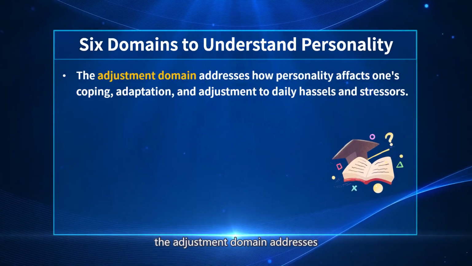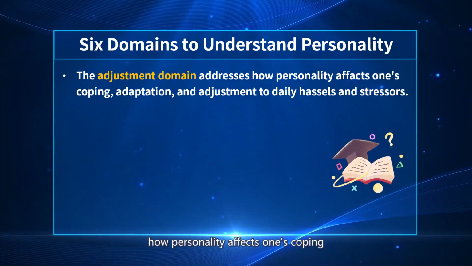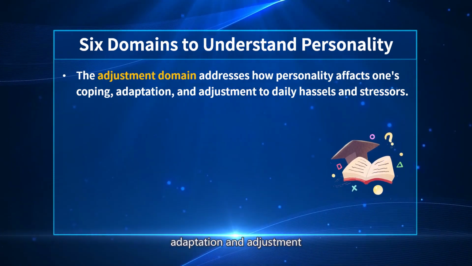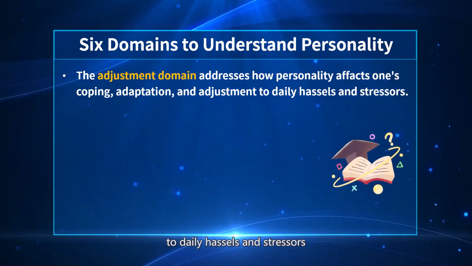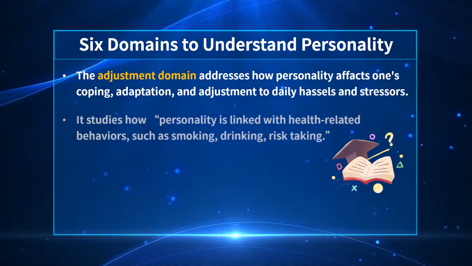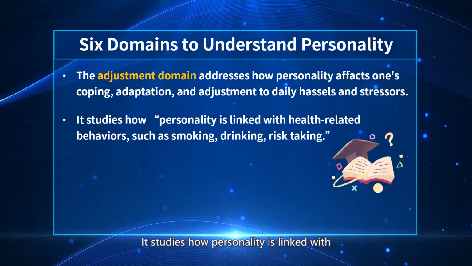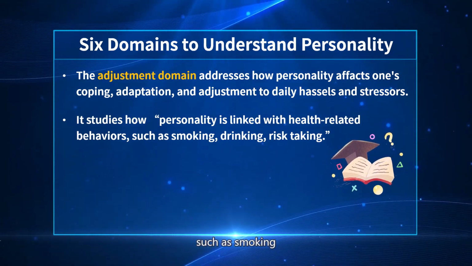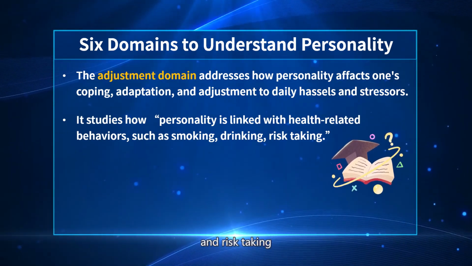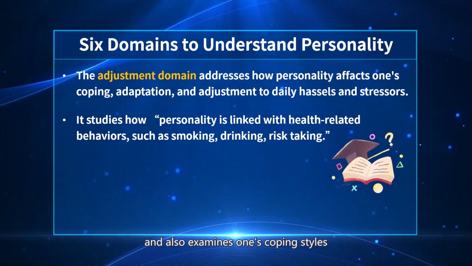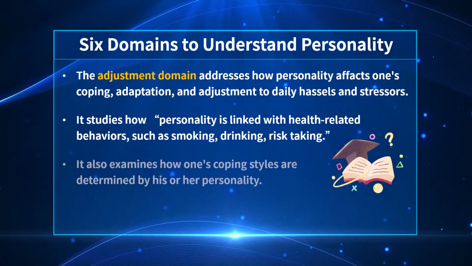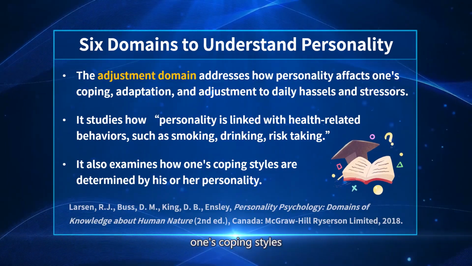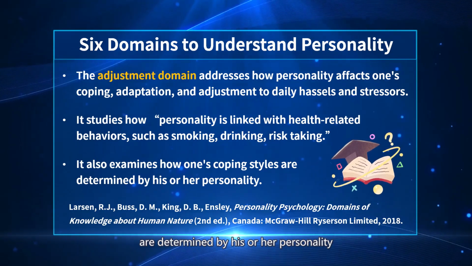The adjustment domain addresses how personality affects one's coping, adaptation, and adjustment to daily hassles and stressors. It studies how personality is linked with health-related behaviors such as smoking, drinking, and risk-taking. It also examines one's coping styles, and how one's coping styles are determined by his or her personality.